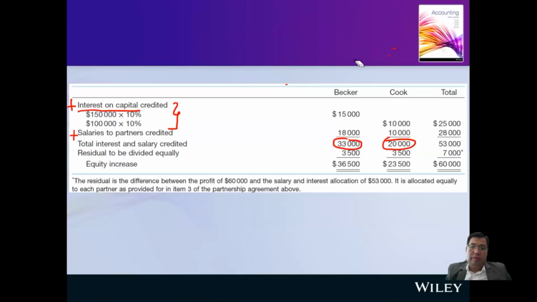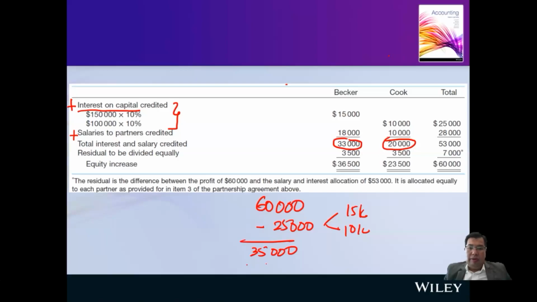7,000. Let me put it here. 60,000 minus 25,000. This 25,000 is 15,000 and 10,000. So you have 35,000. This 35,000 you minus with another 28,000. 28,000 is 18,000 and 10,000. So the balance is 7,000, and this 7,000 you divide equally among partners.